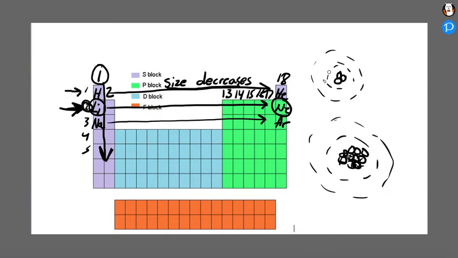Okay? But here's the thing. Here's lithium's valence electrons, and here's neon's valence electrons. Well, since neon has 10 positive charges in the center, it has much more of a pull. It has much more of a pull because remember, opposite charges attract, right? And these electrons are negatively charged.